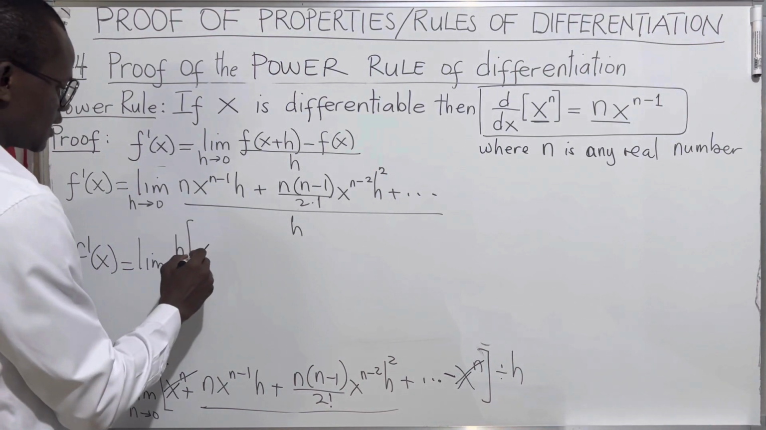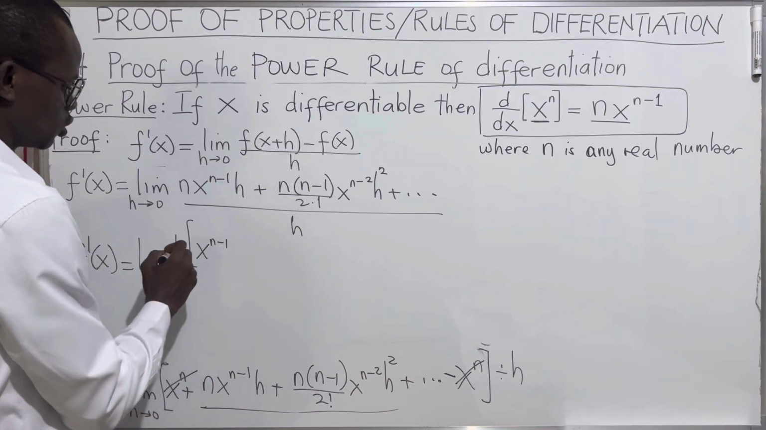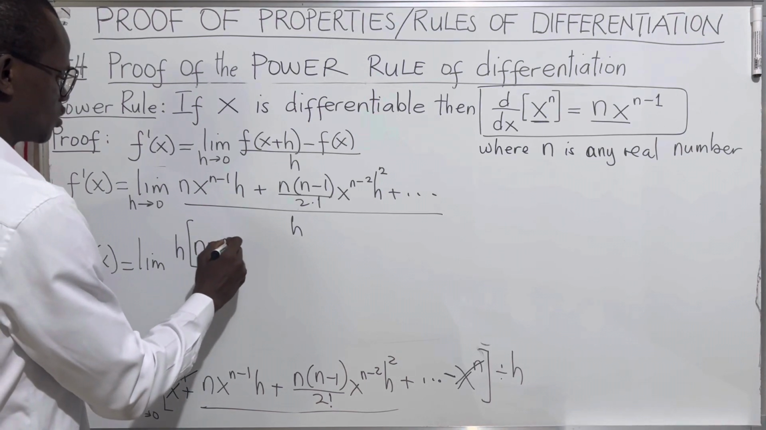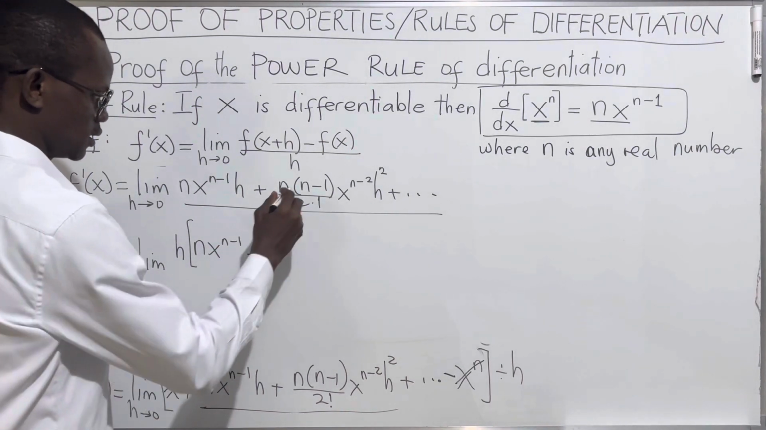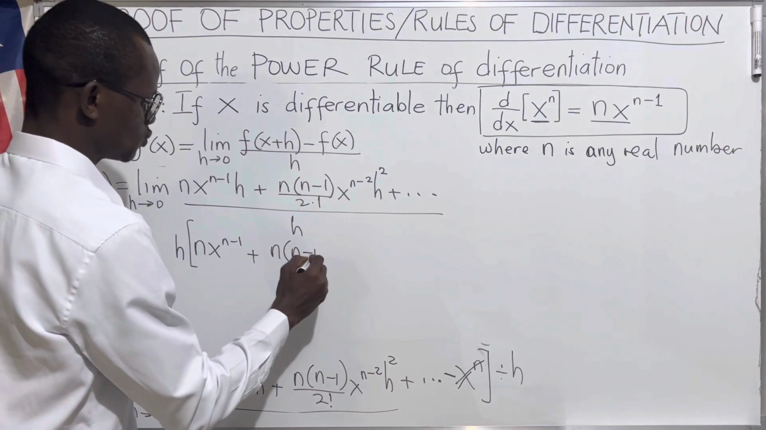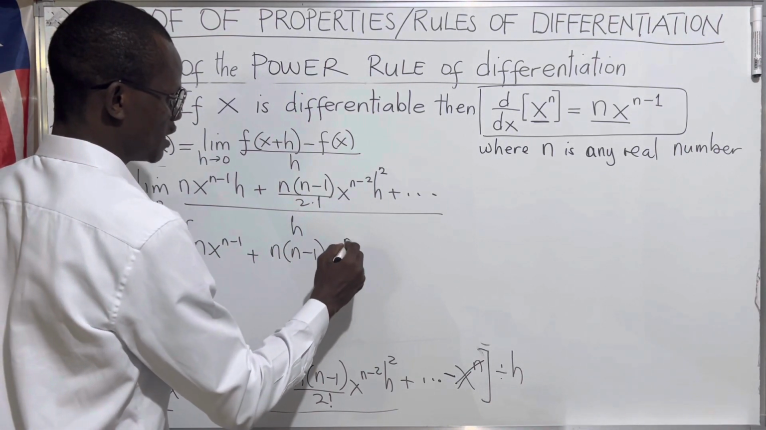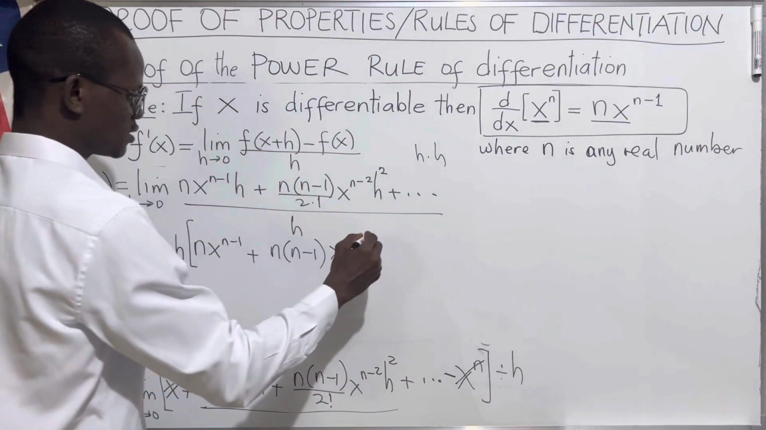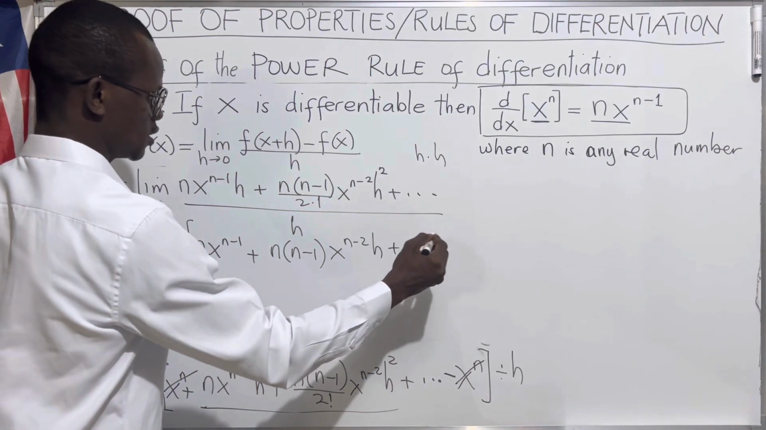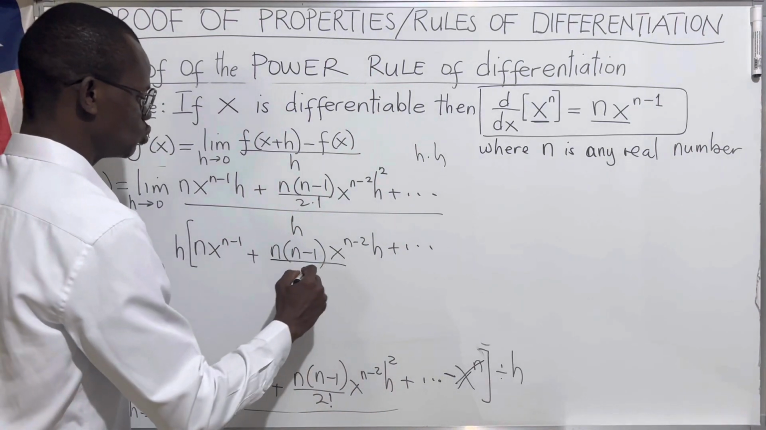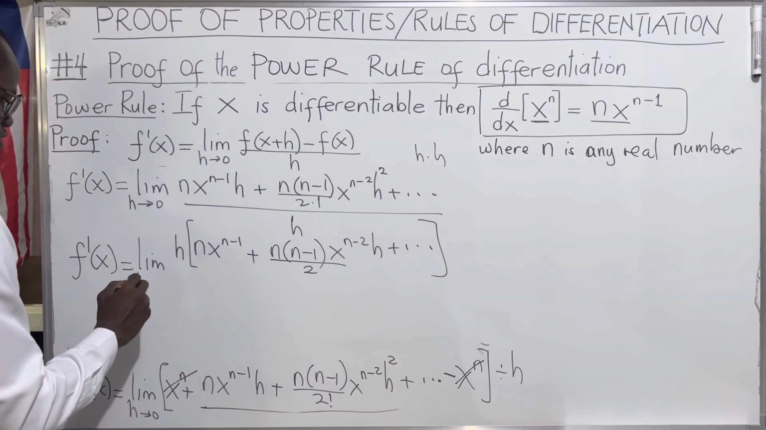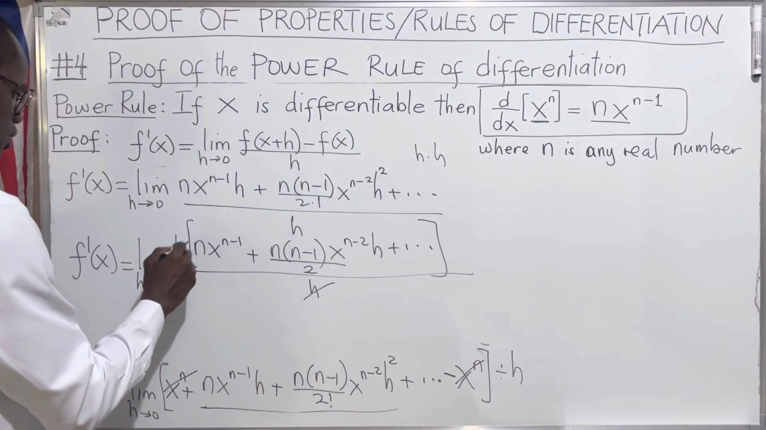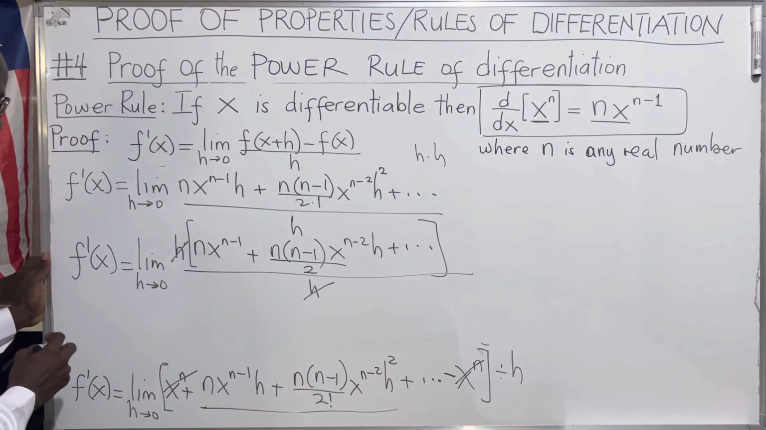And what will be left here is x to the power n minus 1. H is no longer here. So the first one is n x raised to the power n minus 1, plus this second, n minus 1 times x raised to the power n minus 2. And then this h times h, 1 is already outside, so you are left with h plus dot dot dot divided by 2, as h approaches 0, all divided by h down here. So this h cancels this h. So what will we be left with?